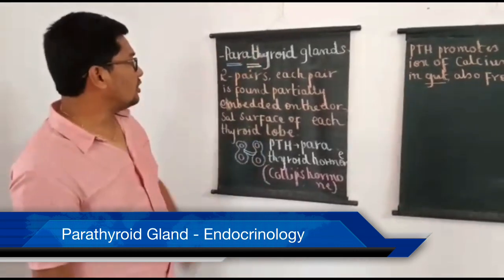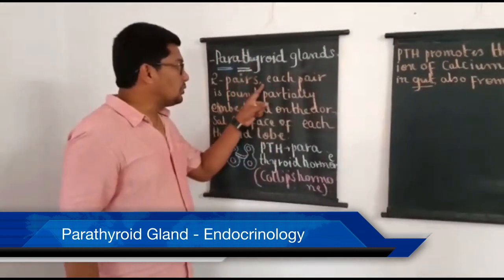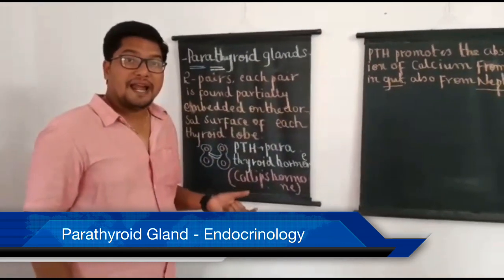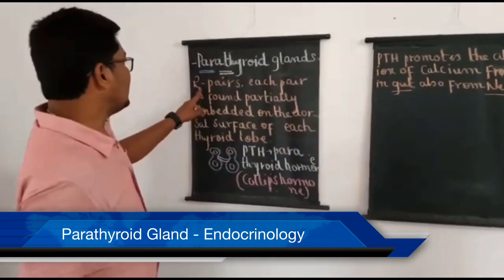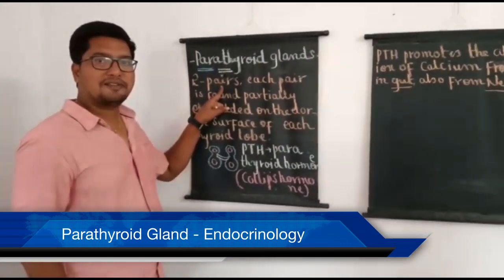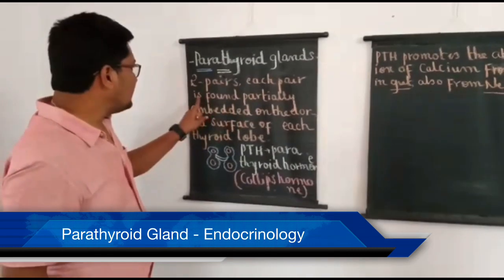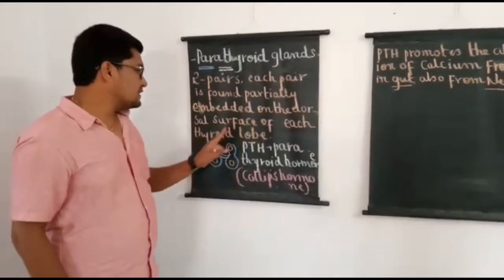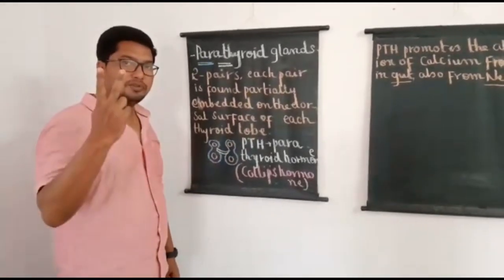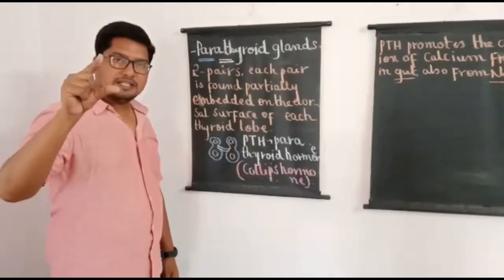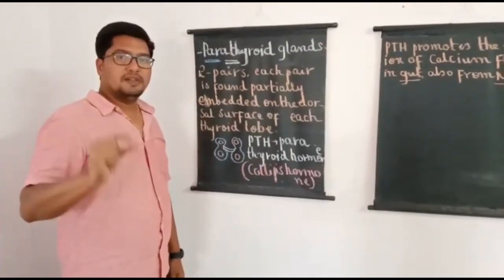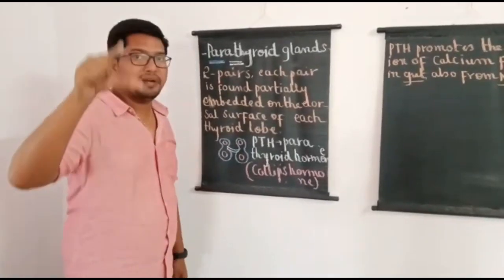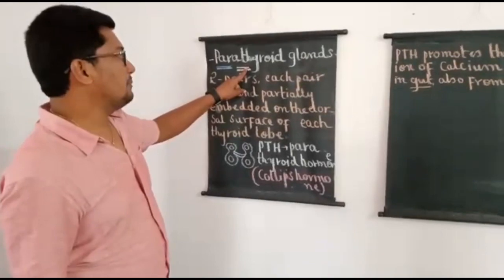This name parathyroid is purely because of their location. If you ask me what is the location of parathyroid glands in the human body, totally two pairs of parathyroid glands we have, and each pair is found partially embedded on the dorsal surface of each thyroid lobe. So totally two thyroid lobes are present. On the dorsal surface of each thyroid lobe, a small sized pair of endocrine glands is found partially embedded. That's why they are called parathyroid glands.